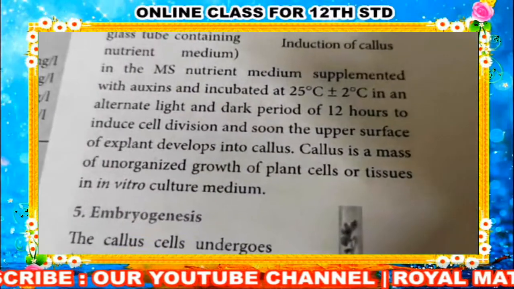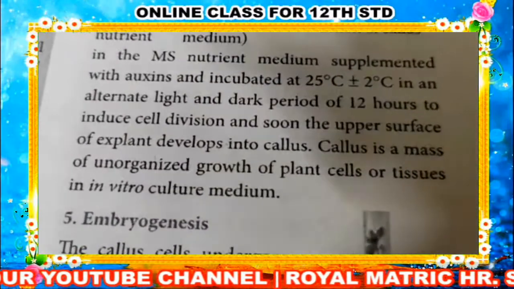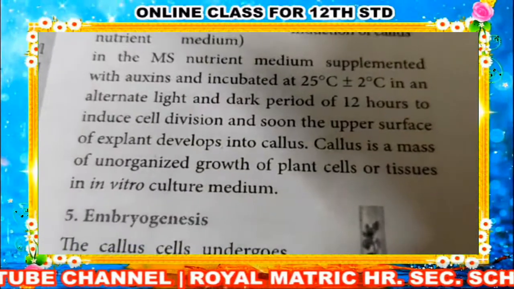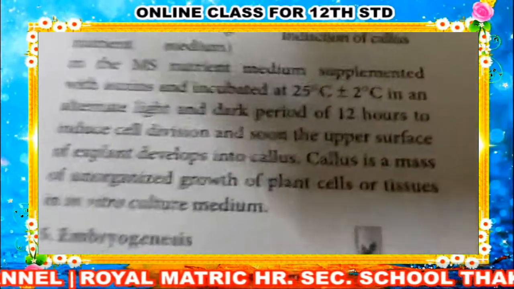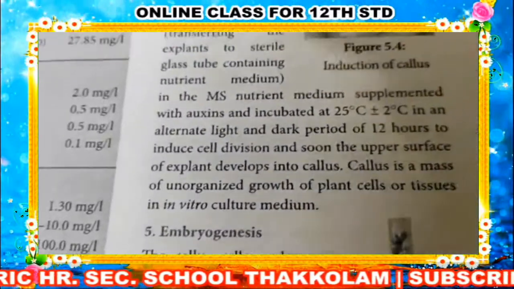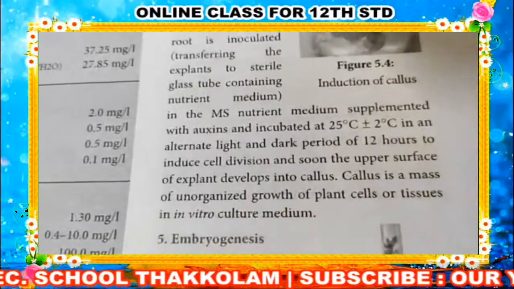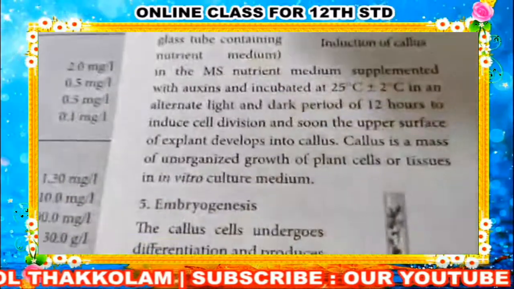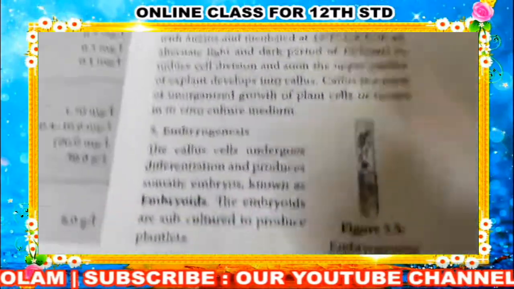And what does callus mean? It's a mass of unorganized growth of the plant cells or tissues in vitro culture. Inside the glass tube or inside the culture medium, what happens to the explant? The outer growing part is called the callus. That is a mass of unorganized growth of the plant. That is known as callus.